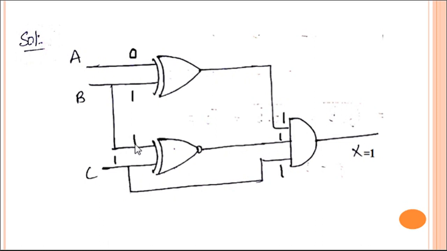Now let us see what is the input value of B. Since the output of the XNOR gate is 1, for the 2 input XNOR gate its value will be 1 only when all the inputs are of the same value. Since the C value is 1, the B value should also be 1 in order to obtain this output value as 1. So from this the B value will be 1.